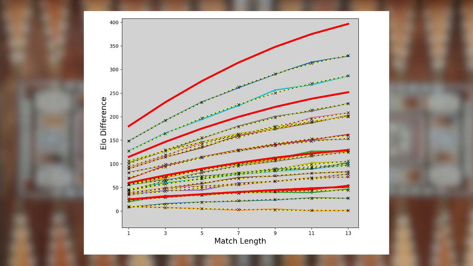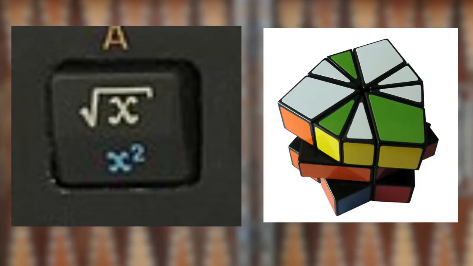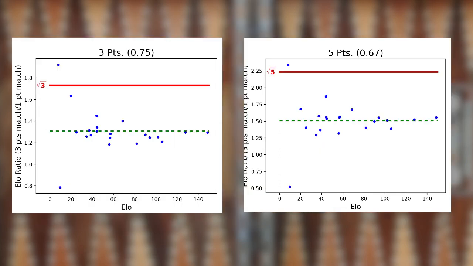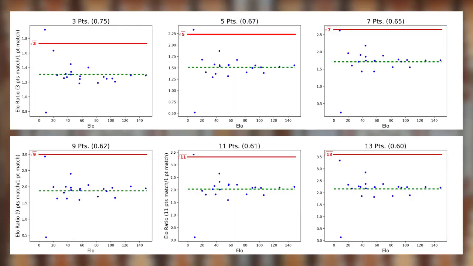So what do we have? Square root or square 1? Here are the results for the 3 and 5-point matches, and it doesn't look good for the square root. The ratio is significantly lower, and if we ignore the first 2 very closely matched pairs, it seems to settle to a constant value. Same story for the other match lengths. This might explain the regularity we just saw. The change in Elo has very little effect on the ratio.